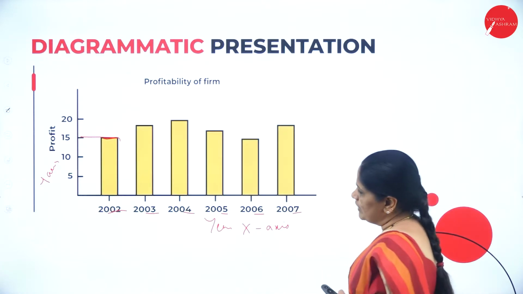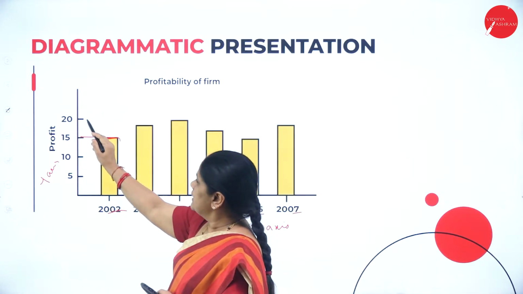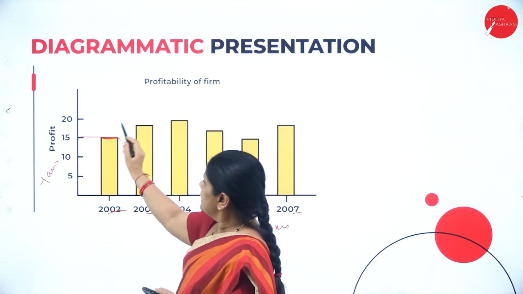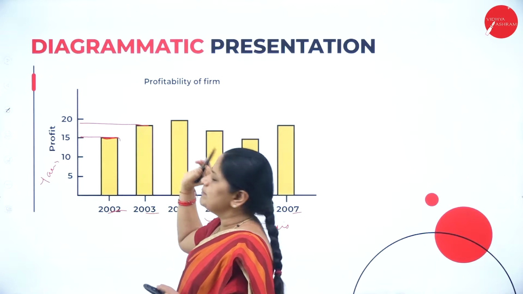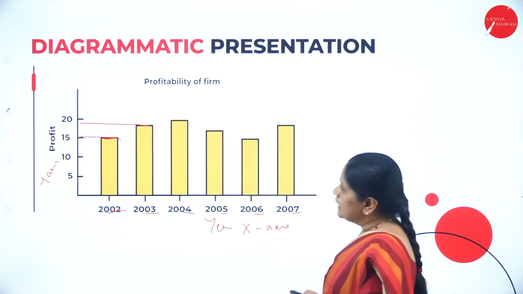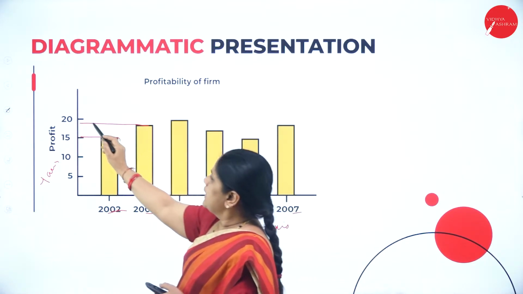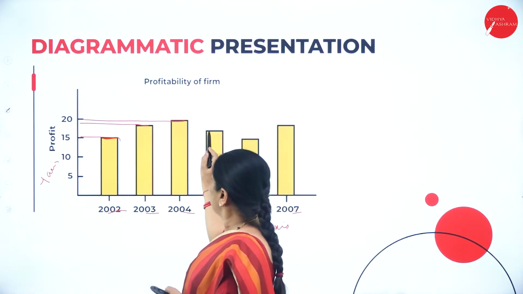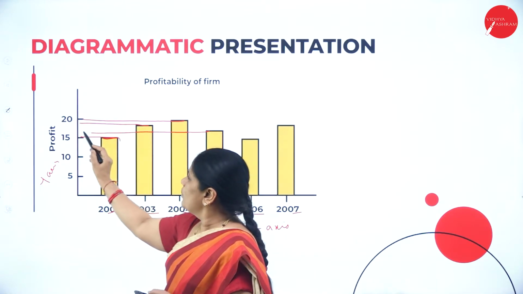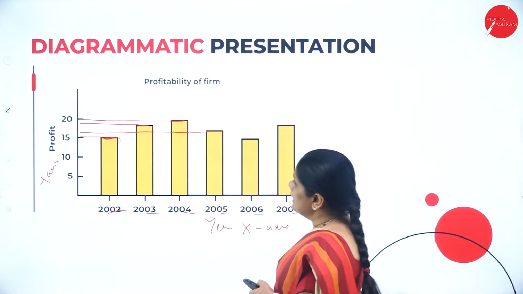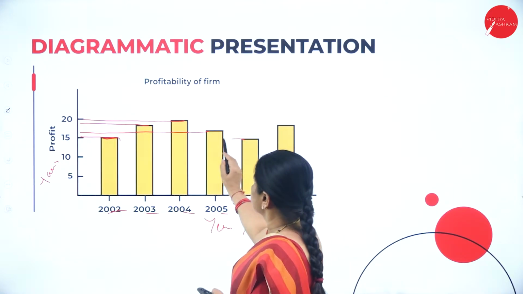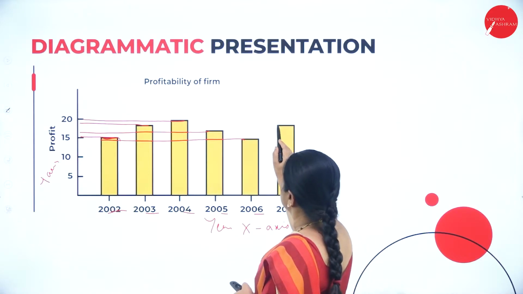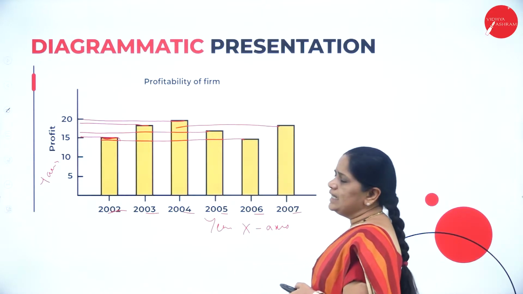The same way, you can see in 2003, it is somewhere around 18,000, so it is slightly below the 20 mark. Then in the year 2004, it has come up to 20,000. In the year 2005, it is slightly lower. Then in the year 2006, again if you can see, it is 15. And then in the year 2007, it is slightly lower.